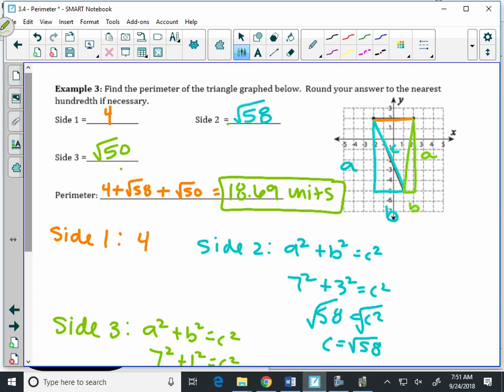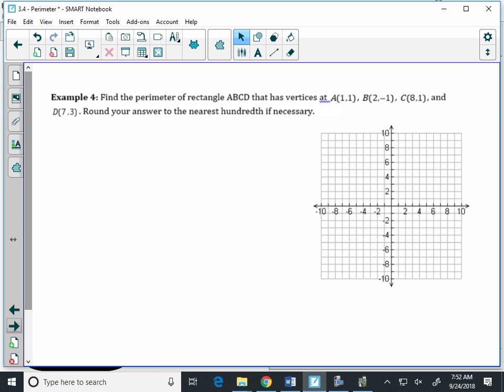Questions over that? Okay, got one more. Sometimes the figure is not graphed for you. You have to graph it yourself. So this is the hard part. No steps are different except you're graphing the figure. The biggest reason students miss this problem is because we don't plot our points correctly. So you have to be very, very, very careful with your points. Okay?